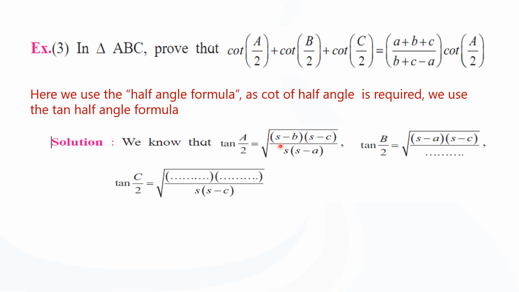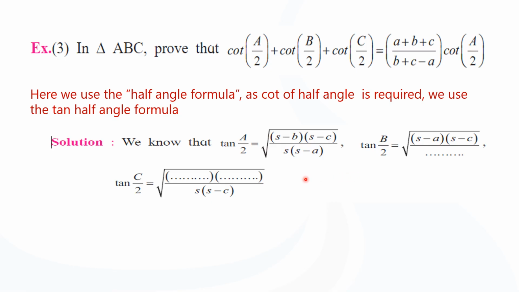Tan A by 2 is the square root of S minus B, S minus C divided by S into S minus A. So correspondingly, you have to write for tan B by 2. If here you have numerator B and C, here we'll have A and C. What you'll have in the denominator will be similar to this, S, and when for A by 2 it is A over here, then here obviously S into S minus B. Similarly, what will be in the numerator for tan C by 2? S minus B and S minus A.